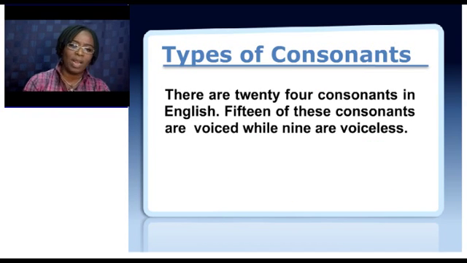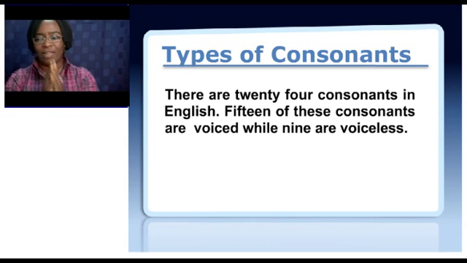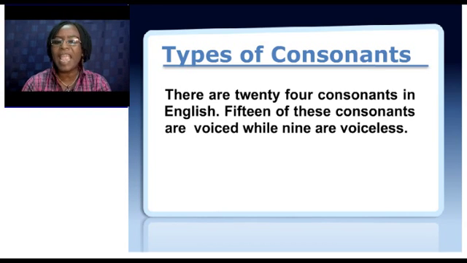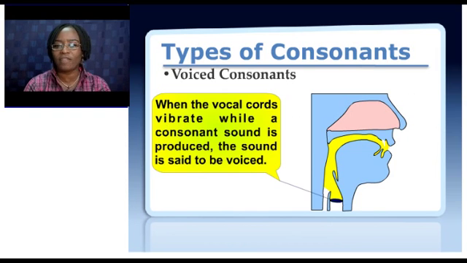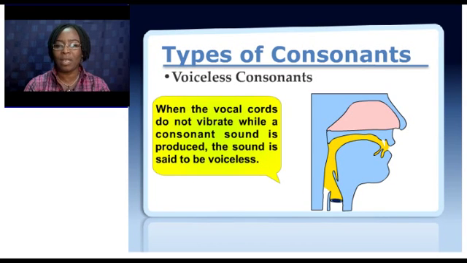Now, how many consonants do we have in English? There are 24 consonants in English. 15 of these consonants are voiced, while 9 are voiceless. There are two elastic tissues in the neck region called vocal cords or vocal folds. When they vibrate while a consonant sound is produced, the sound is said to be voiced. However, if there is no such vibration, the consonant sound is said to be voiceless.